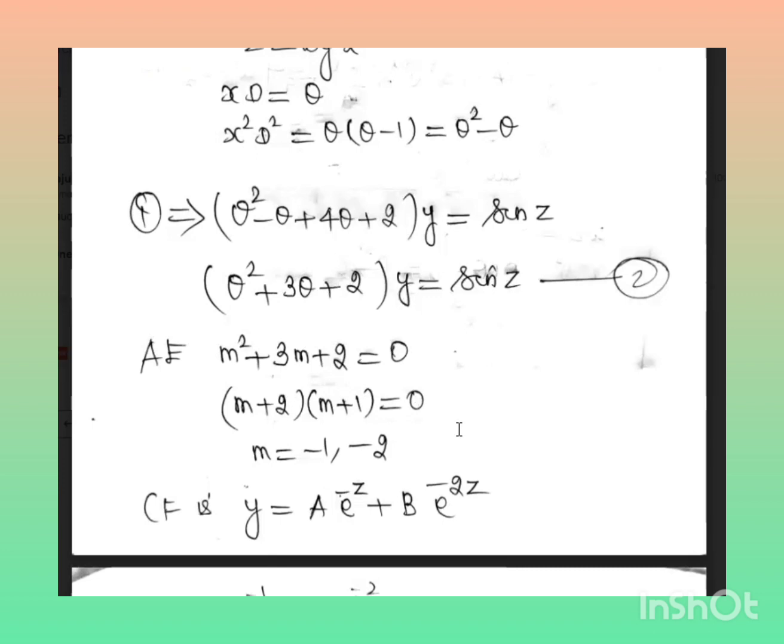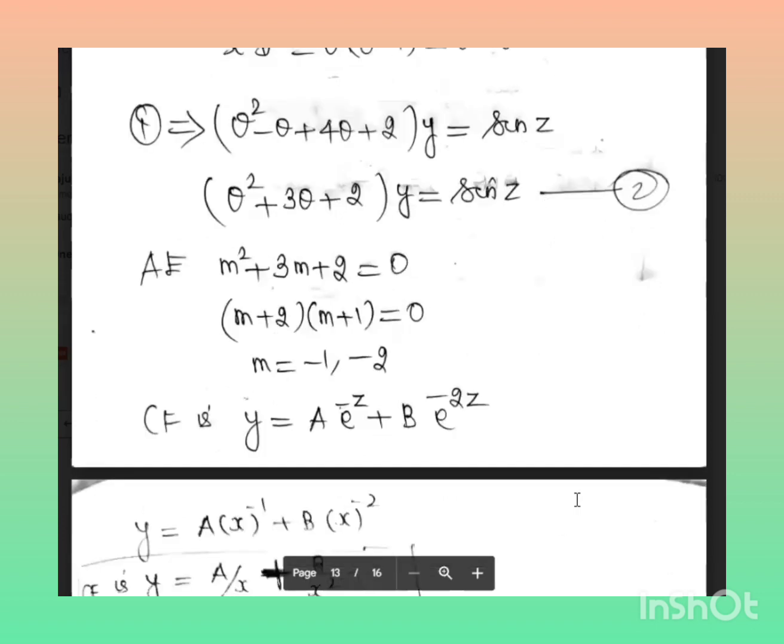So the complementary function is y is equal to a into e power minus z plus b into e power minus 2z, because in terms of z you have to write it in the Cauchy's linear equation. This can again be written as, what is e power z? The points we have studied: e power z is equal to x.